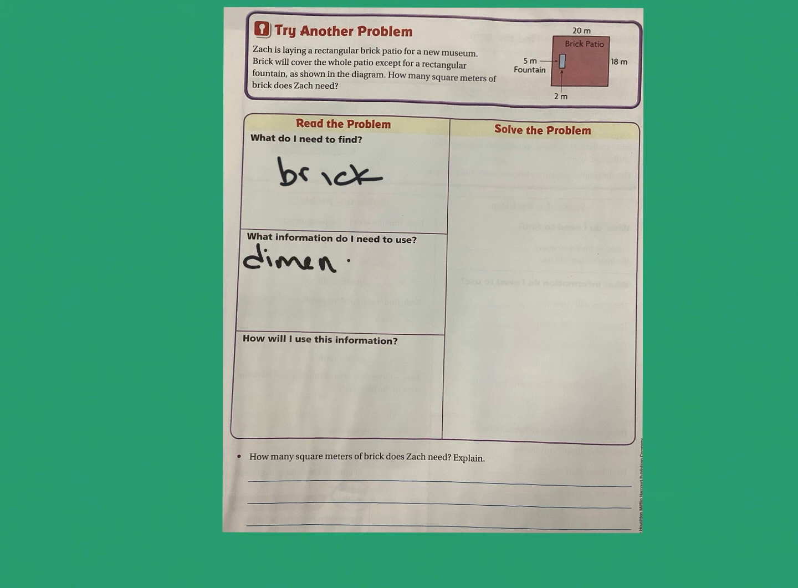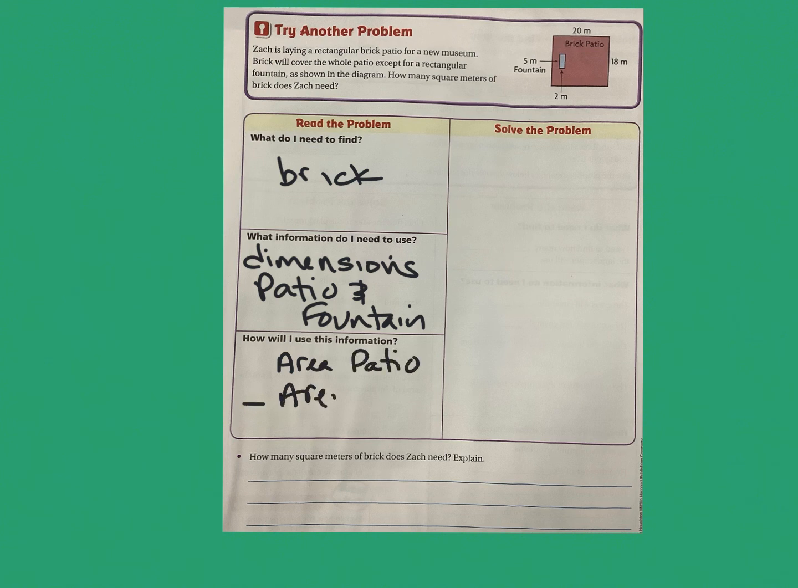Dimensions, patio, and fountain. How will I use this information? I'm going to find the area of the brick patio and subtract from it the fountain amount because I don't need brick for that. So I will do area of patio minus area of fountain.